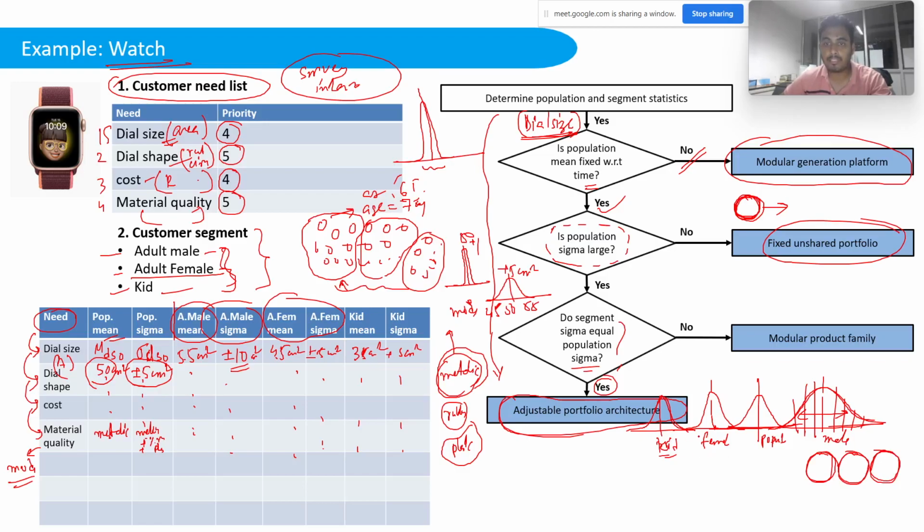For female and kid, the variance sigma is not different from the population, so you can go for a modular product family. That means you consider one particular design for female and one particular design for male, having some other modular components. Clear?